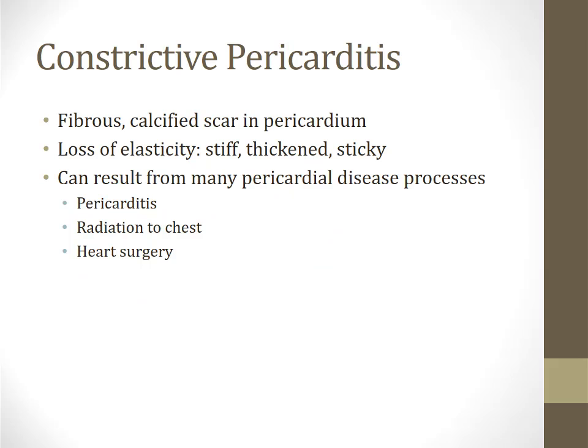Our last pericardial disease is constrictive pericarditis. In this condition, there is a fibrous calcified scar in the pericardium, and as a result, the pericardium loses its elasticity, it becomes stiff, thickened, and sticky. And this can result from many pericardial disease processes. So patients who have had pericarditis once can later develop constrictive pericarditis. Patients who have had chest radiation to treat malignancy can develop constrictive pericarditis, and any patient that's had heart surgery and had their pericardium damaged during the operation can also develop constrictive pericarditis.